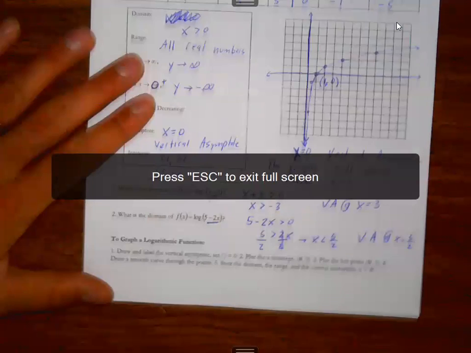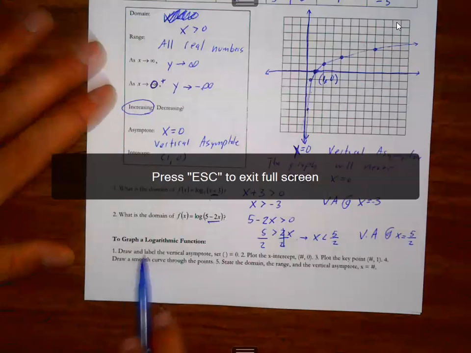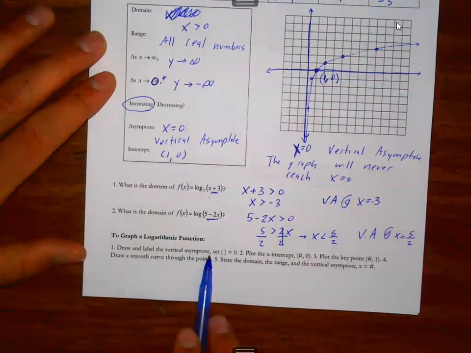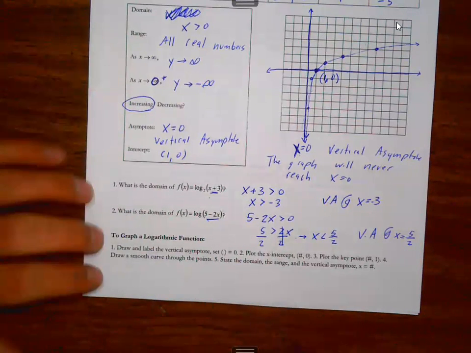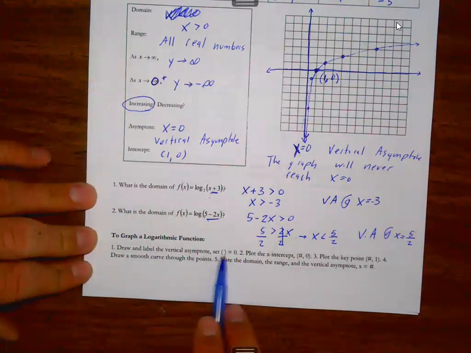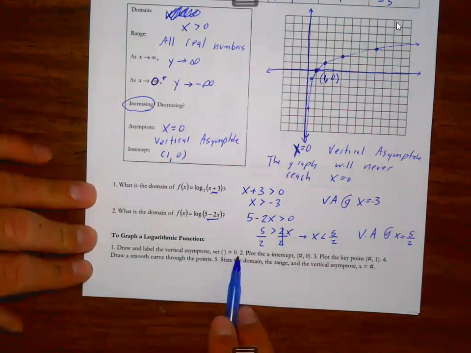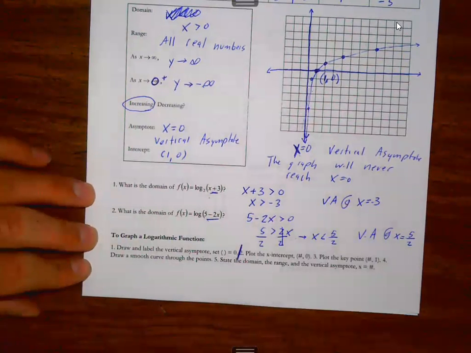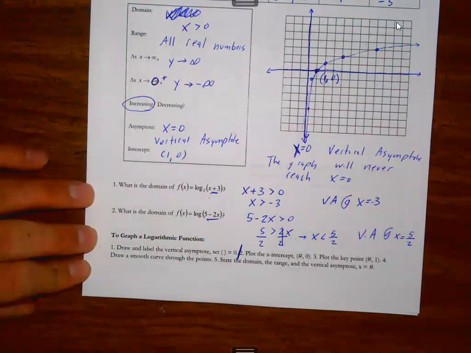So those directions are down here. So to graph a log function, draw and label the vertical asymptote. All right, remember, you get that by setting what's inside the parentheses equal to 0. All right, and then this is step 2. Hopefully you don't confuse that with a 0.2. It's 0, end of sentence, step 2.